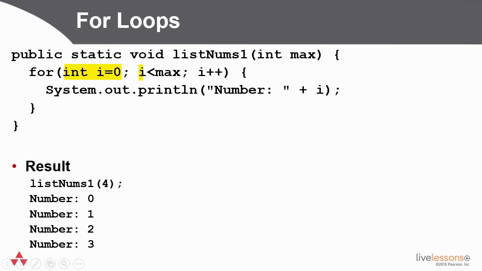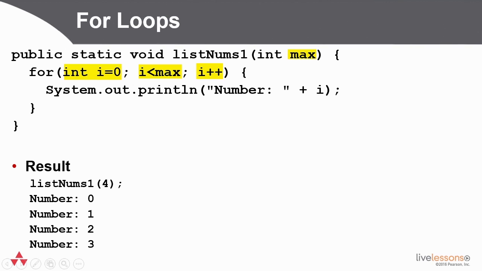The second thing is a test. The test is queried before you execute the loop. So is i less than max? Well, I don't know what max is. I'm going to supply that later. But the loop is executed only if i, which starts out at 0, is less than max. And then the third thing is an update operation. Plus plus means add 1 to.